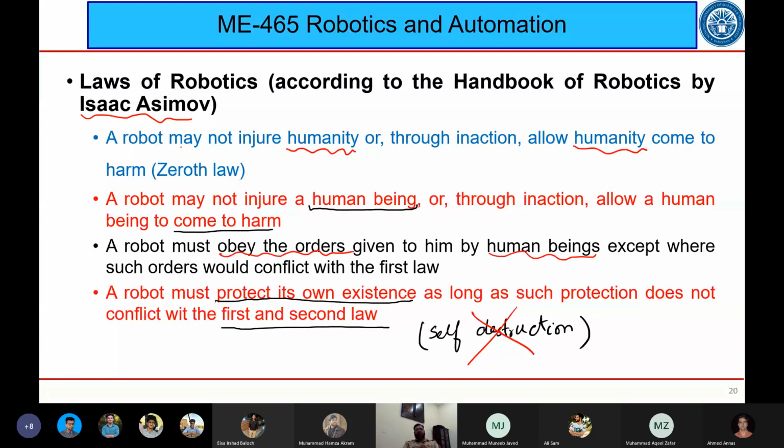सो यहाँ पे उन्होंने कहा कि ह्यूमन बीइंग की बजाय लेट अस ब्रॉडन द टर्म एंड वी से दैट इट्स ह्यूमैनिटी. इसका मतलब क्या हुआ कि व्हाटएवर थिंग्स बीइंग यूज्ड बाय द ह्यूमन should not be injured or harmed by the robot. So ये एक zeroth law के तौर पे this also came into existence.